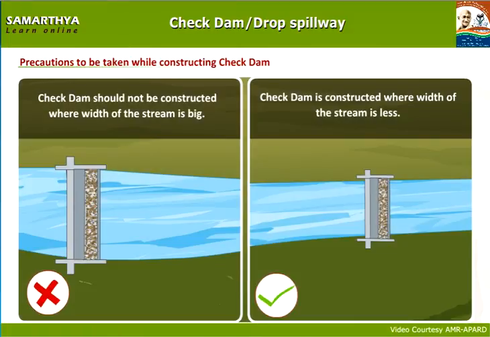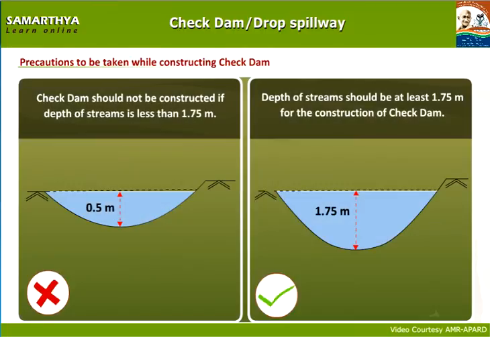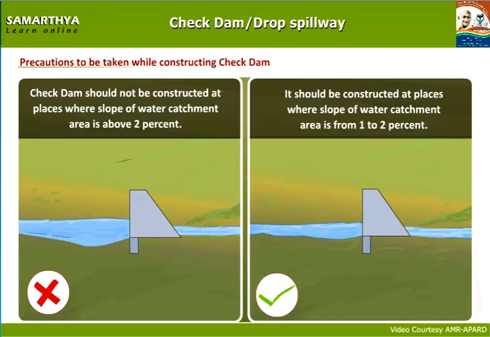Check dam should not be constructed where width of the stream is big. Check dam is constructed where width of the stream is less. Check dam should not be constructed if depth of streams is less than 1.75 meters. Depth of streams should be at least 1.75 meters for the construction of check dam.